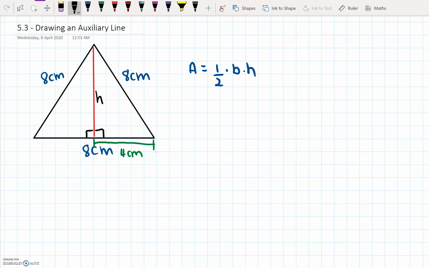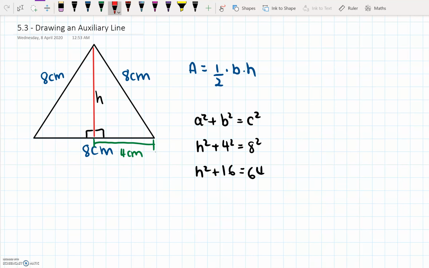So we know that normally our formula is a squared plus b squared equals c squared. In this case, a can be h. So we know that we have h squared plus b is 4 centimeters, so 4 squared, is equal to c squared. That's our 8. And don't forget that the hypotenuse is always the longest side. So that c should always be bigger than a and b. All right, so we have h squared plus 16 is equal to 64.